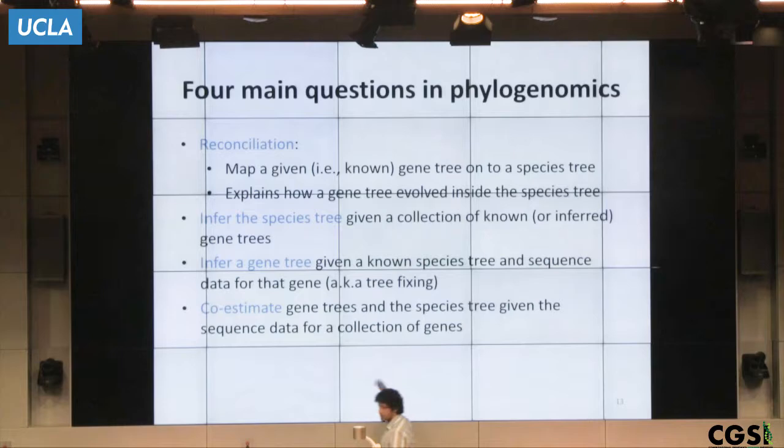The fourth question that comes up is co-estimating gene trees and the species tree, right? So if you have just sequence data, you don't know the gene trees, you don't know the species tree, can you co-estimate all of them in one statistical analysis? This is what everyone wants. It's very difficult to do with large data sets. There are other problems also that I'm not mentioning here.